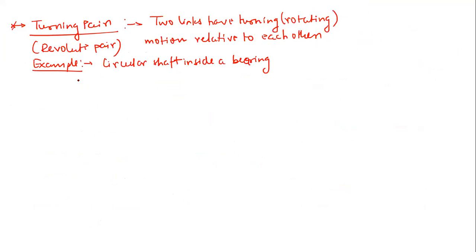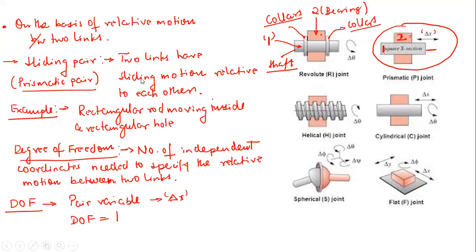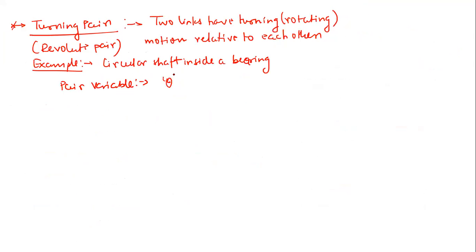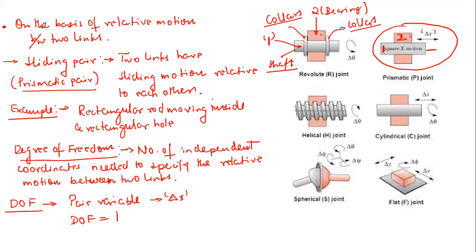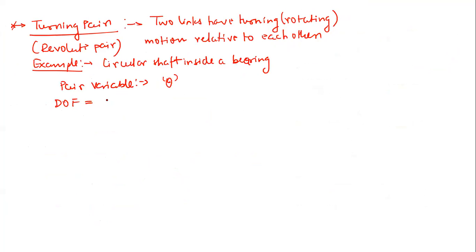Now just tell me, what is the pair variable in this case? It's very simple. You can define the pair variable by, let's say, delta theta or simply theta. So here theta is the pair variable, and what will be the degree of freedom for a turning pair? It is 1, obviously. You can define the rotary motion through a single coordinate, theta or delta theta, so the degree of freedom will again be equal to 1. Now coming to the next kinematic pair.